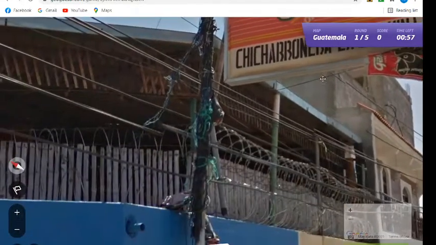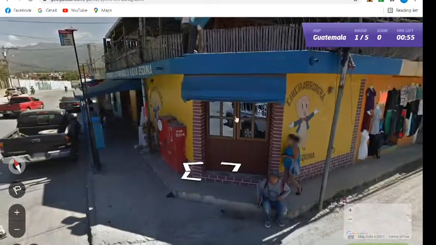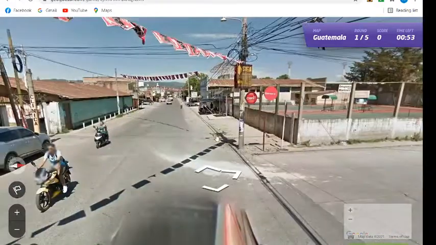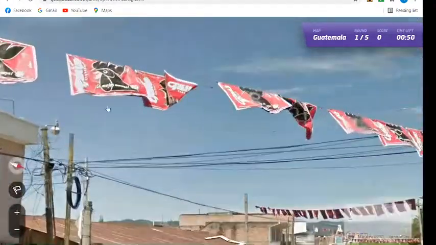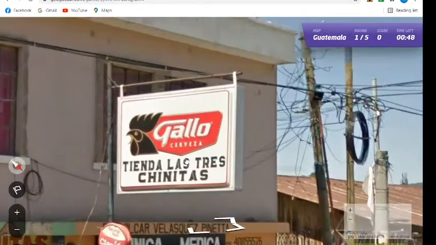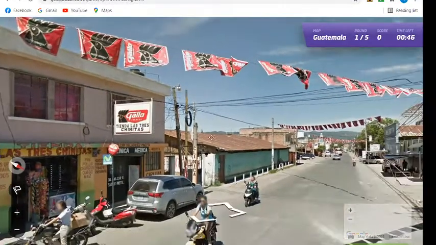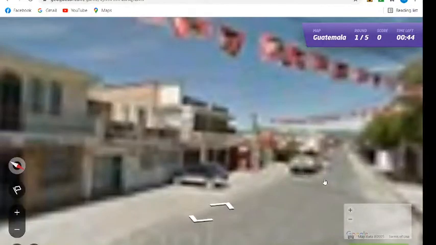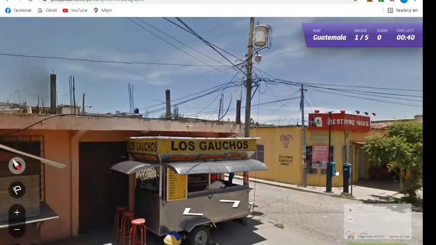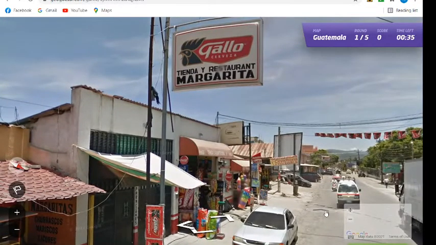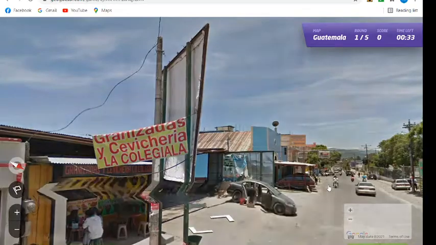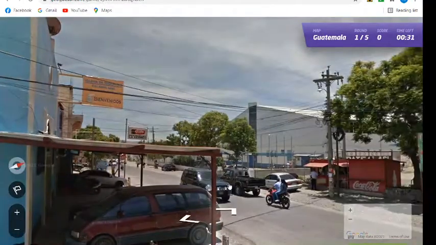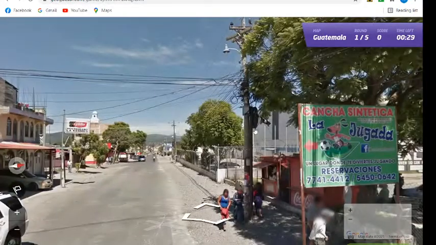Wait, is this the chicken place with these flags? Oh, it's the brand of beer, Gallo Cerveza. Okay, so that's another thing that we know is likely Guatemala. Yeah, they're everywhere. Maybe it's actually the beer from Huehuetenango. I should check that at the end of the round.